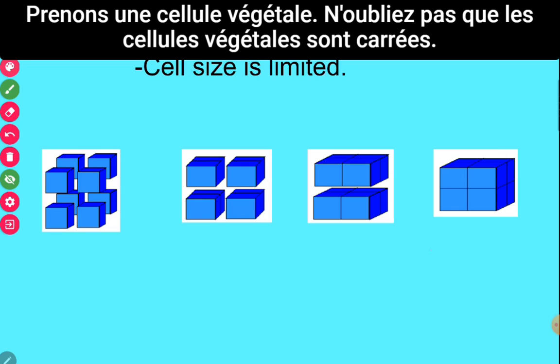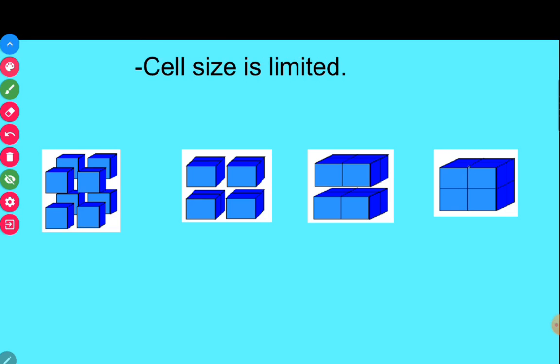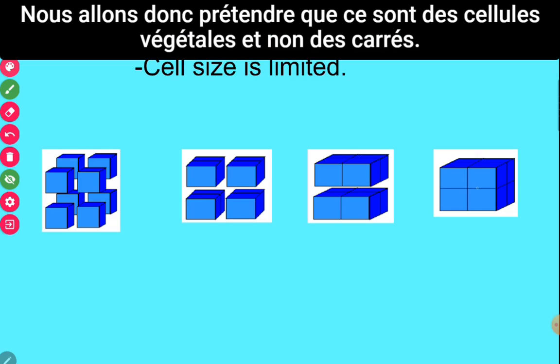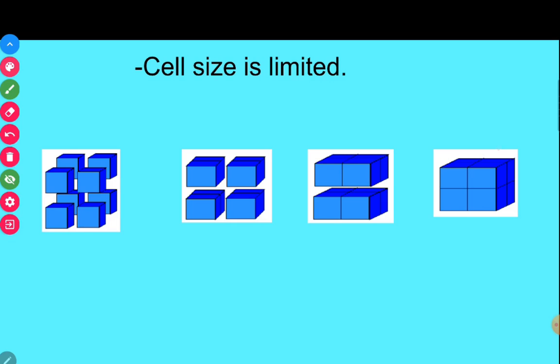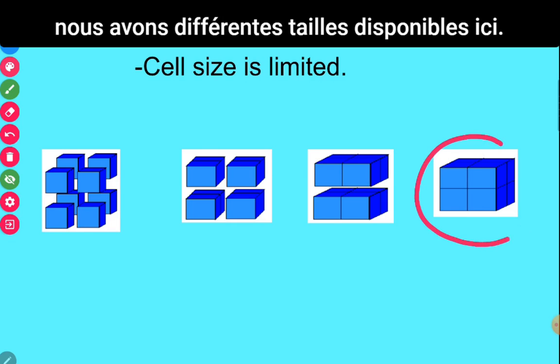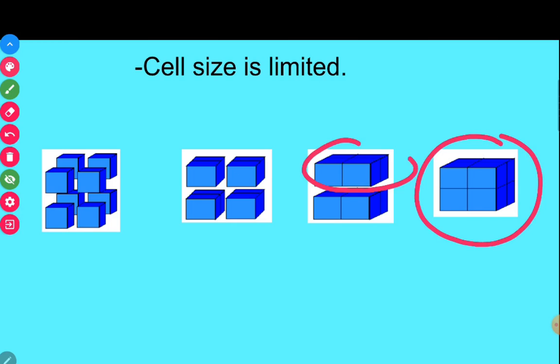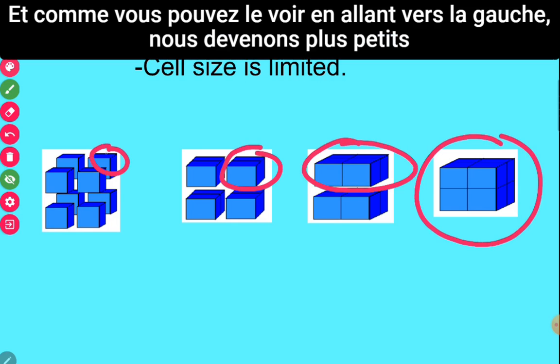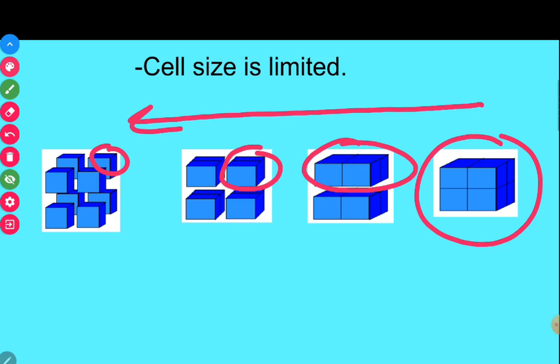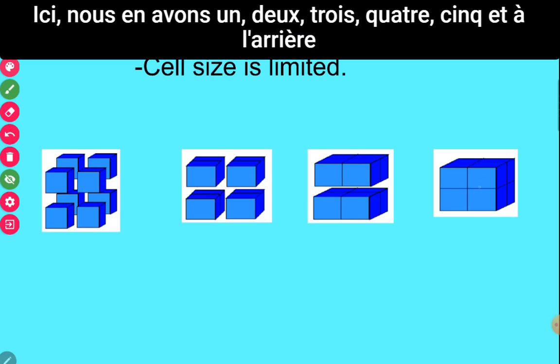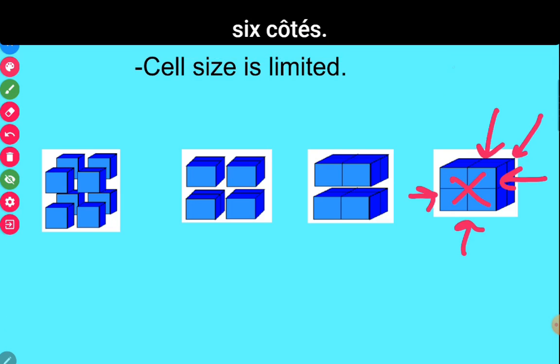Let's consider a plant cell. Remember, plant cells are square, so we'll pretend that these are plant cells and not squares. We have different sizes available here. And as you can see, as we go to the left, we get smaller in our cells, our plant cells. Here, we have 1, 2, 3, 4, 5, and in the back, 6 sides.